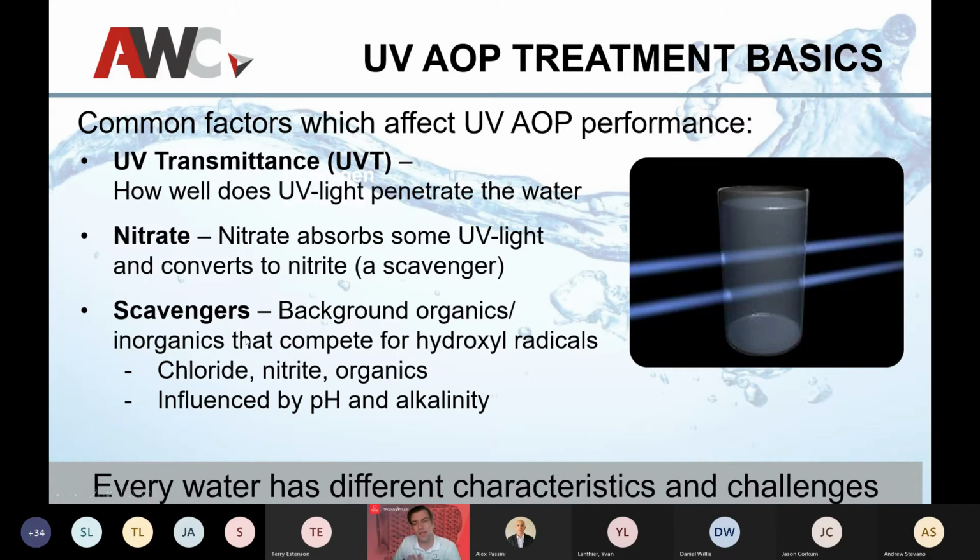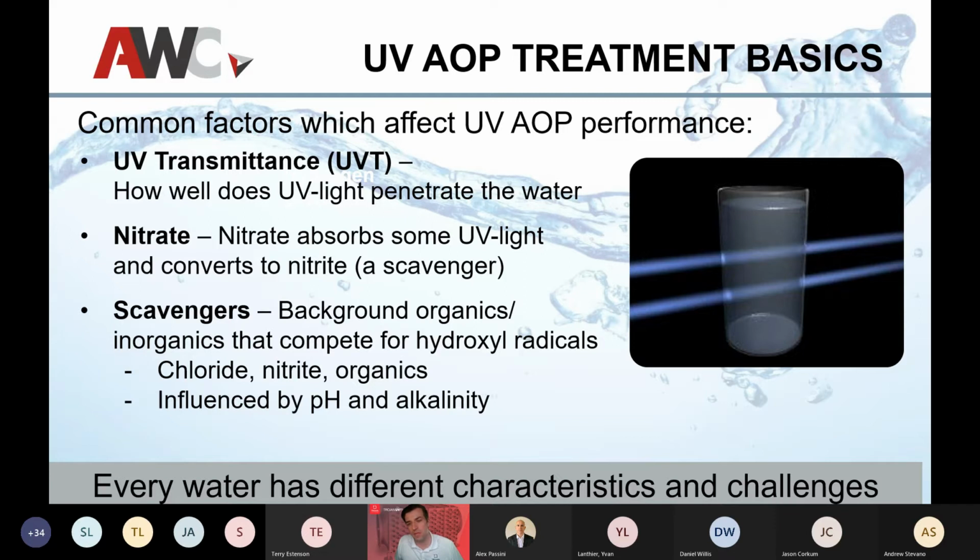The other two here come back to the water matrix of the water. So we have nitrate, which is naturally found in water. When it's present, it can absorb certain wavelengths of UV light, particularly low wavelengths in the 240 nanometer range. And what that does is it takes that UV light out of the water, making it unavailable. So this is a bit of a deterrent for the UV AOP system.